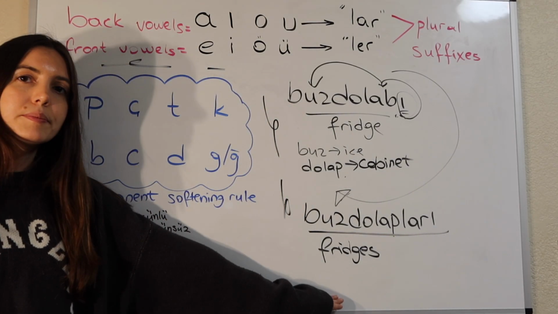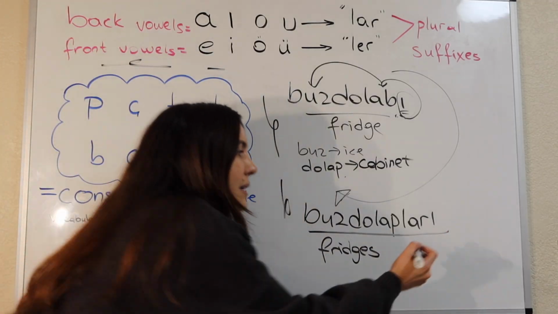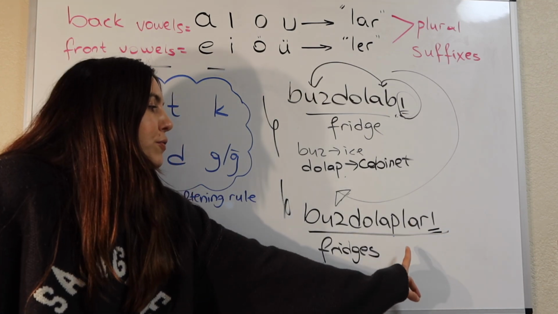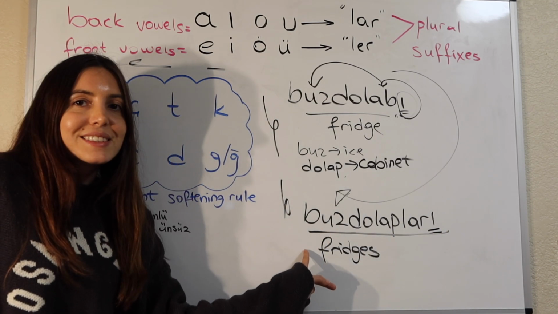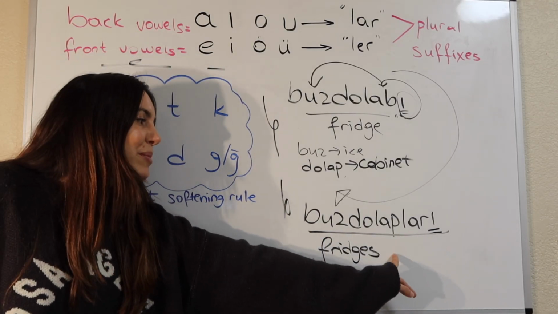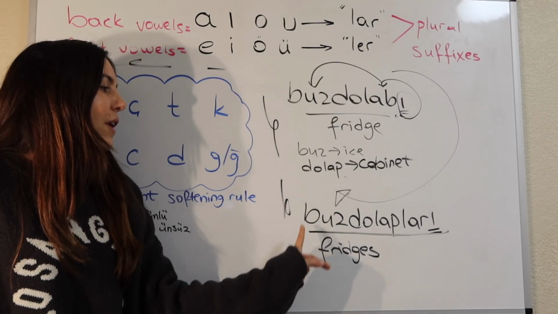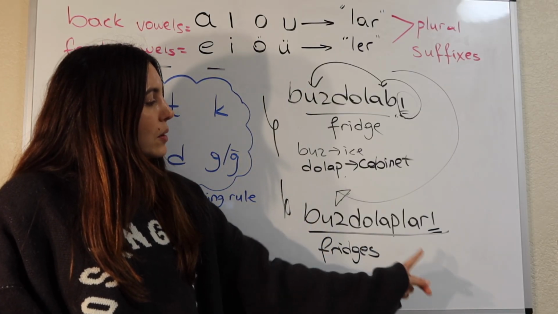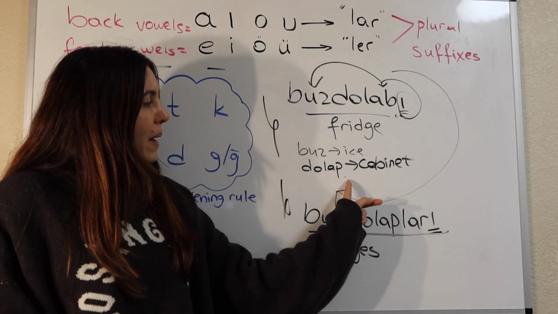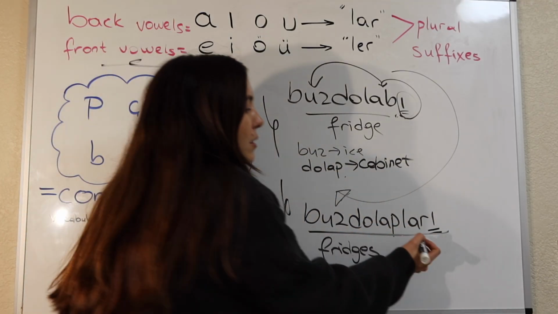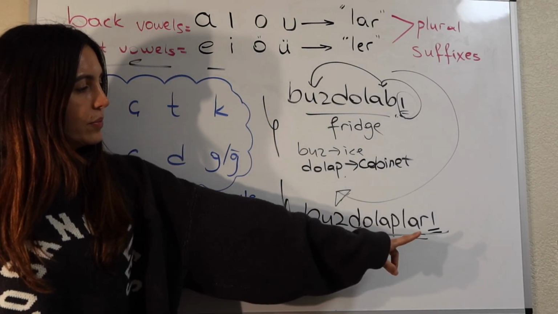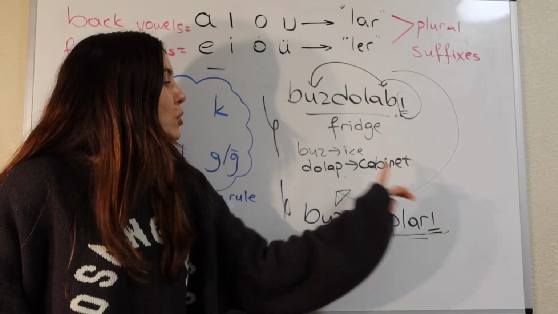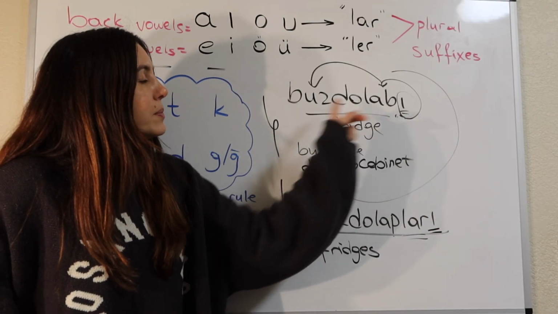Does that make sense? So this at the end indicates that it's a fridge of ice. I mean, it's a cabinet, sorry. It's a cabinet, dolap, of ice. And so what happened is, buzdolapları, we have to go back to P, the original way, add the plural, and add the vowel at the end. So we moved it. Buzdolabı.